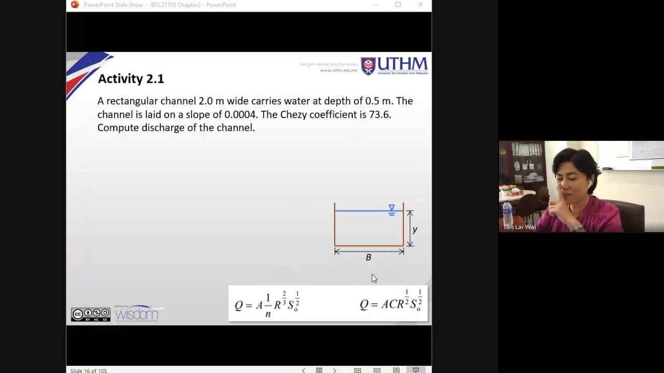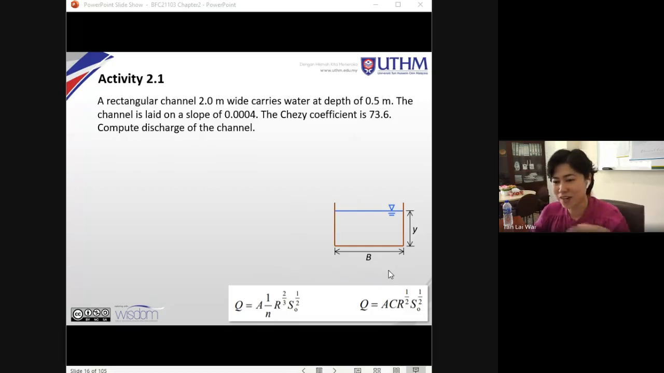However, sometimes the question is not straightforward. Sometimes they give you depth of flow, rate of flow, and longitudinal slope, and they ask you to find the Chiesi coefficient. Sometimes all the other parameters are given, and they ask you to find the longitudinal or bed slope. Sometimes all the other variables are provided, however you need to solve for depth of flow.